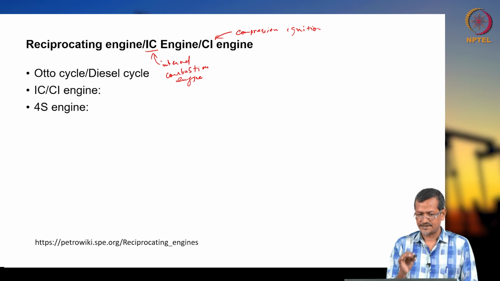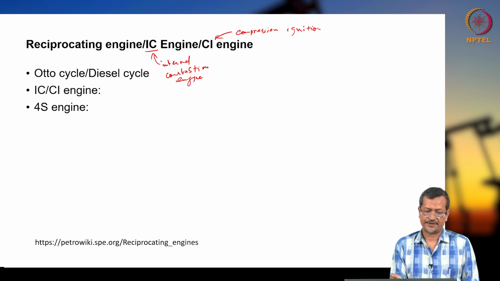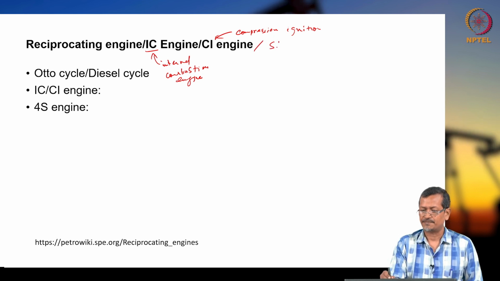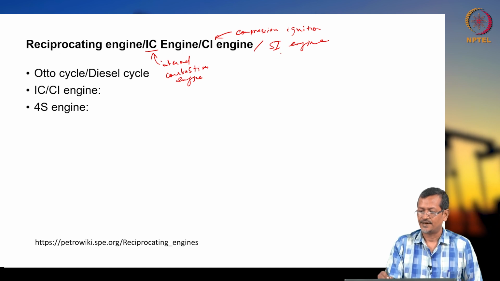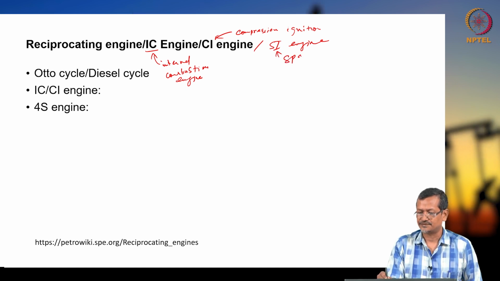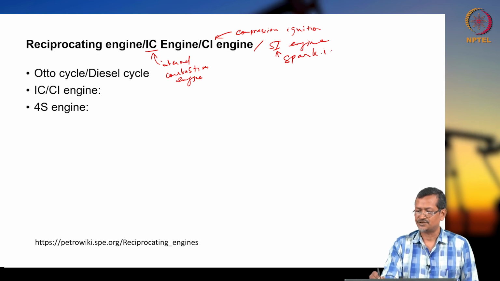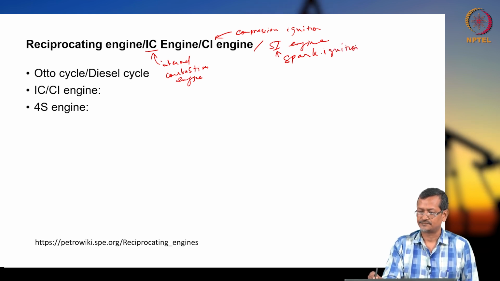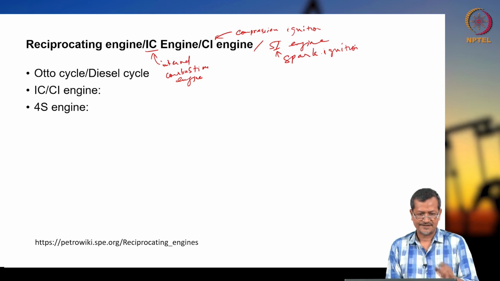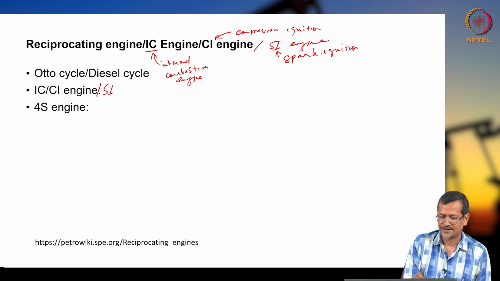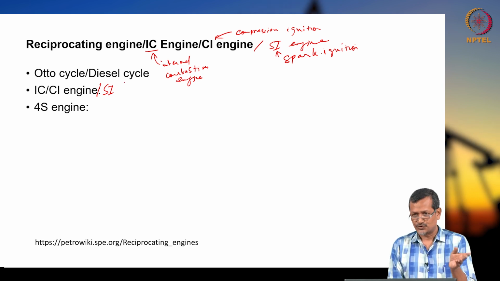Actually, IC engines will have two types. One will be spark ignition, one will be compression ignition. Another will be the spark ignition engine. I'll explain what that is later. So there will be IC engine, CI engine, SI engine, the spark ignition engine. There will be two-stroke engines and four-stroke engines.